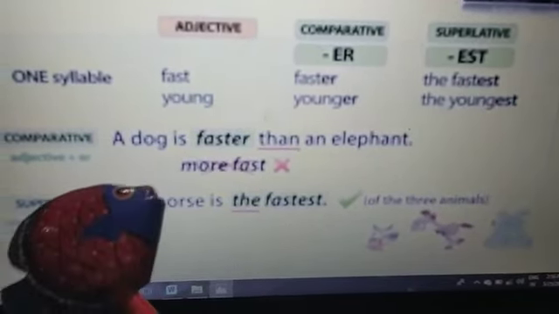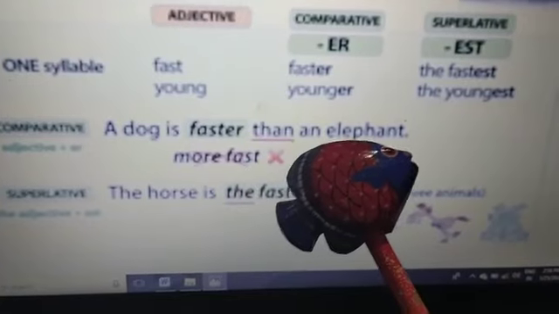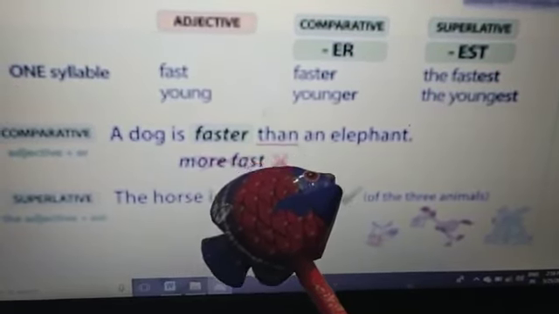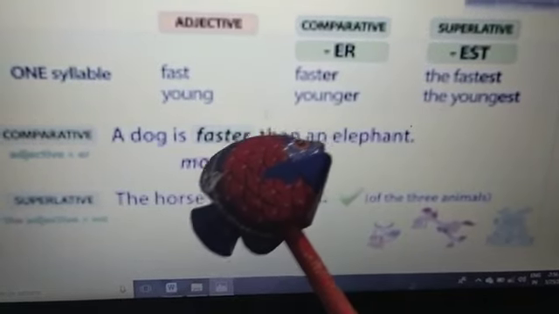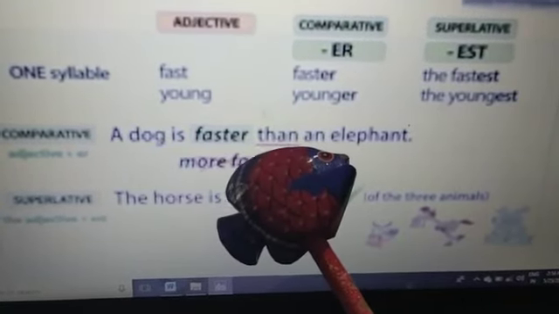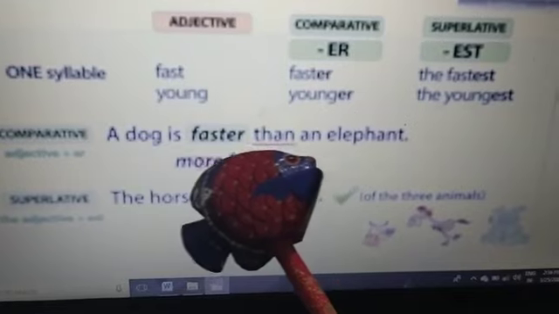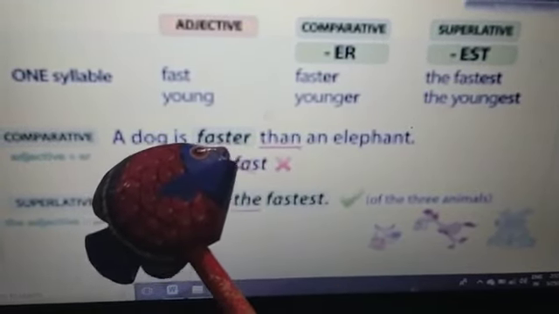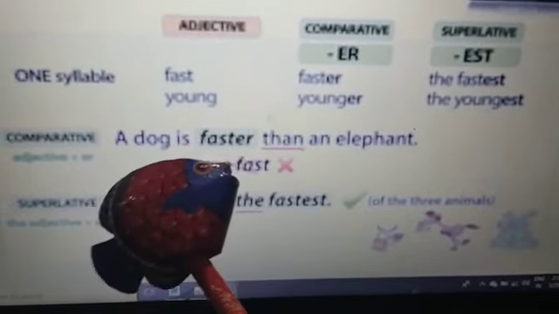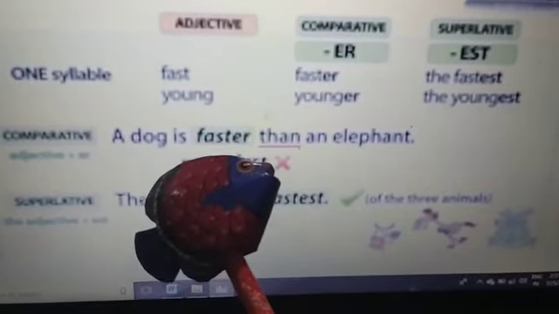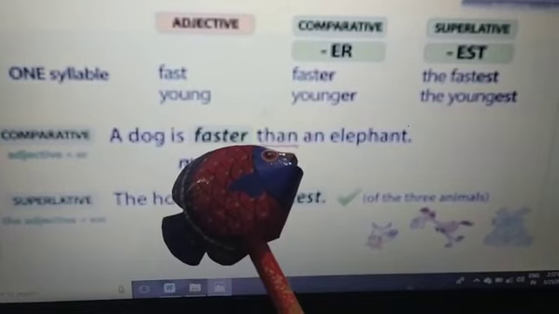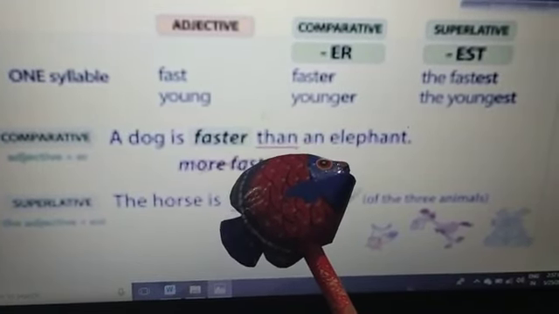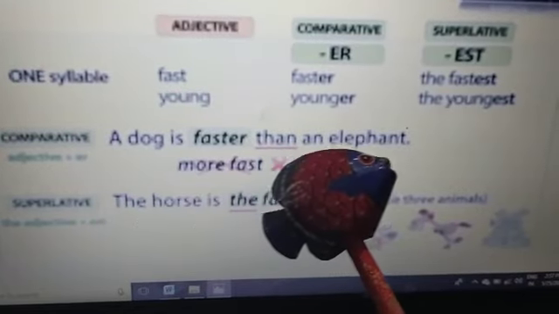A dog is faster than an elephant. It will be not more fast, it will be faster. And remember to use than, THAN, than, when we are comparing one thing with another. We are comparing dog with elephant. Two things, two animals are there. So here we have used faster. We have added ER and then we have written than. So it will be a dog is faster than an elephant.